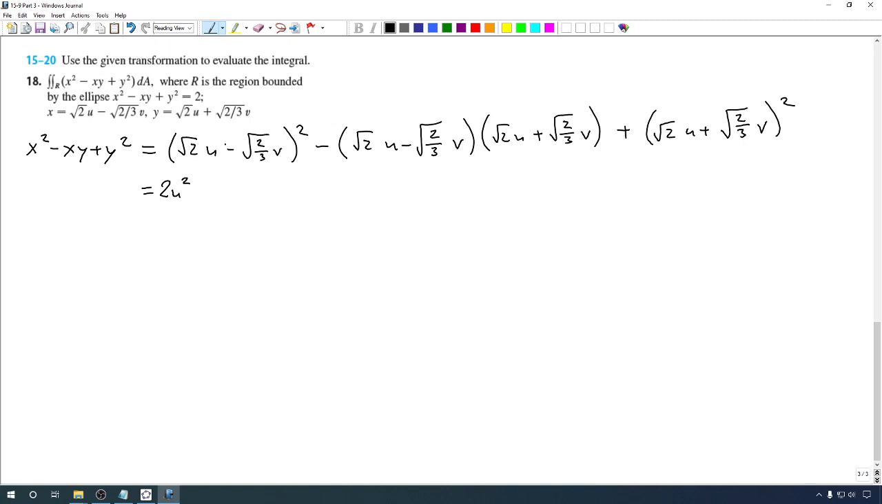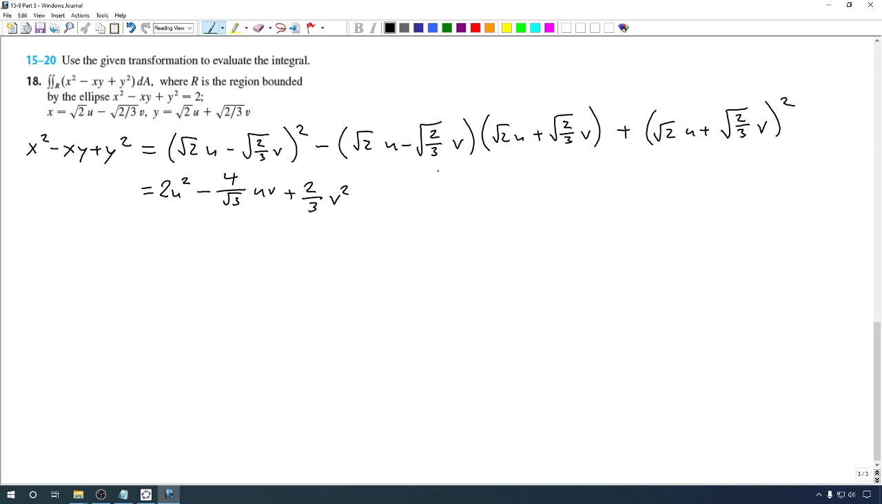Our middle term, we're going to multiply those two together, and we're going to multiply by 2. Of course, multiplying those two together, the square root of 2 here and the square root of 2 on top actually becomes a 2. So we end up with a minus 2 times 2 is 4. We still have the square root of 3 on the bottom. We have a u times v. Then we add this term squared, so we have a 2/3 v squared, and that's just this first part.